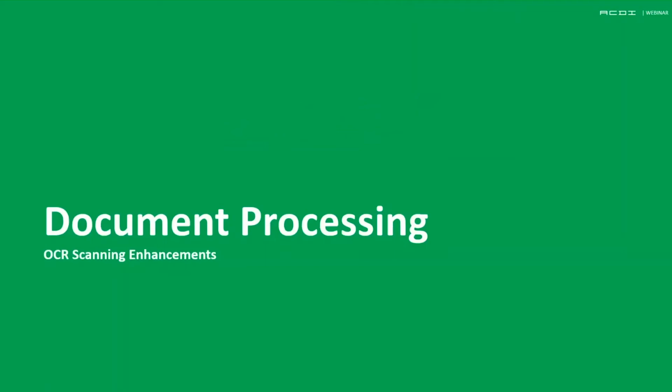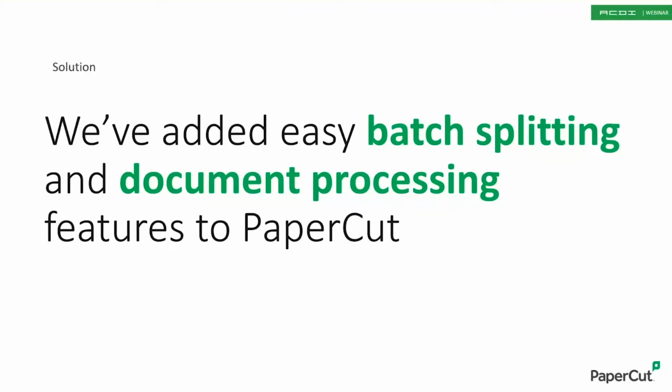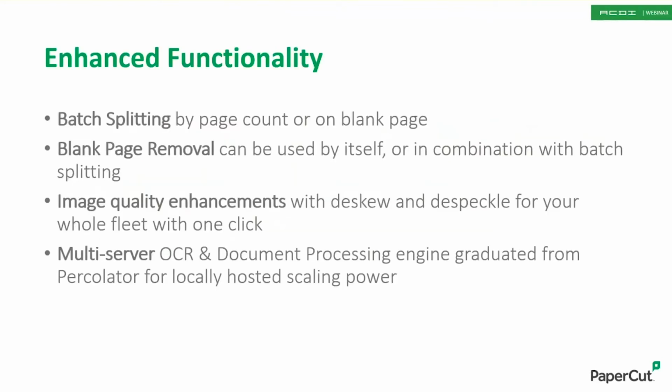Lots to talk about with document processing and OCR scanning enhancements with version 19.2 of PaperCut. As per your request, batch splitting is now included, as well as some scan cleanup features. Batch splitting on scans can be done by a page count or on a blank page, and we can remove that blank page as well. Global buttons are also available to deskew and despeckle documents with one click. And if you're using the locally hosted version of OCR, then you can expand it to multi-servers for load balancing, since OCR is very processor intensive.